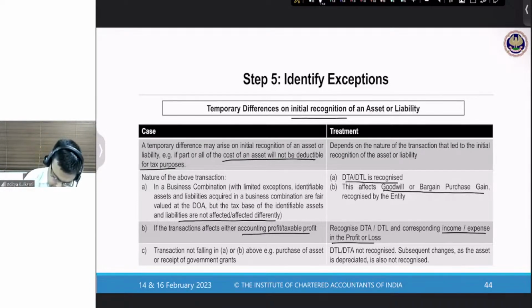Okay. Transaction not falling in A or B above. Example, purchase of asset or receipt of government grants. You will not recognize a deferred tax asset or a deferred tax liability. Why? Suppose I have acquired an asset. This asset is never going to be depreciated for tax purposes. This asset, even when I sell it, the gain or loss will never be affected.